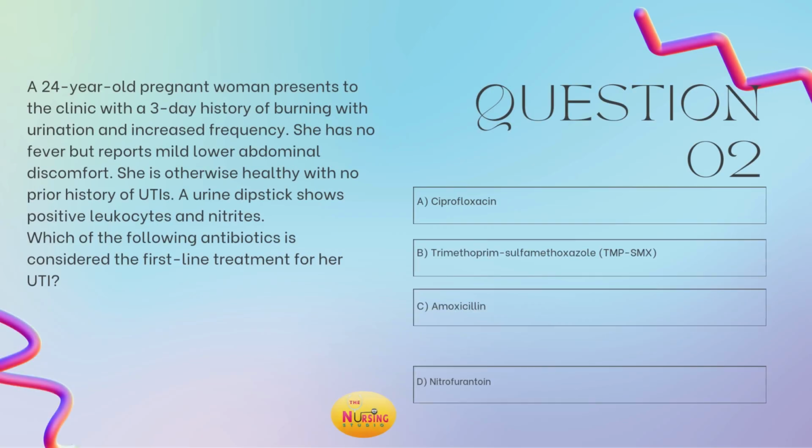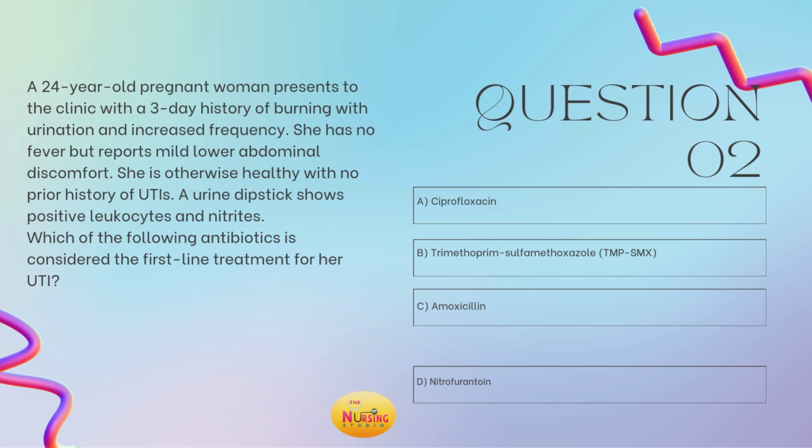Question number two. A 24-year-old pregnant woman presents to the clinic with a 3 day history of burning with urination and increased frequency. She has no fever but reports mild lower abdominal discomfort. She is otherwise healthy with no prior history of UTIs. A urine dipstick shows positive leukocytes and nitrites. Which of the following antibiotics is considered the first line treatment for her UTI? Is it A, Cipro? Is it B, Bactrim? Is it C, amoxicillin? Or is it D, nitrofurantoin? Take a moment and tell me what you got, y'all.